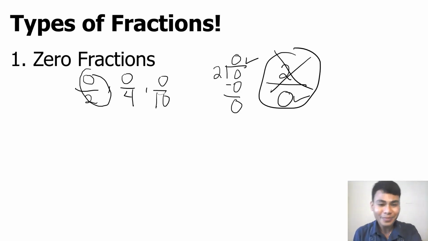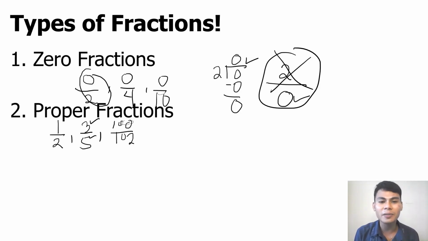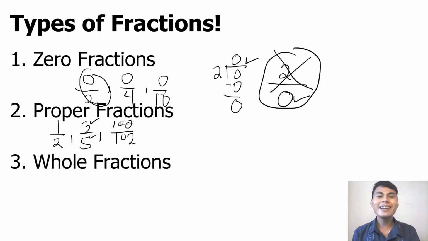Okay, so next is proper fraction. When we say proper fractions, these are fractions in which the numerator is less than the denominator. Like 1/2, proper sila. 3/5. Maliit lang si numerator, malaki si denominator. 100/102. These are proper fractions. Remember that.